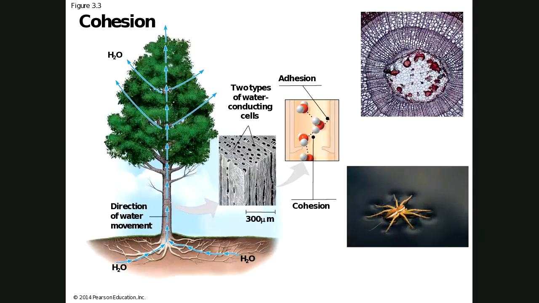Well, remember how I defined it again, right? Adhesion is when two things that aren't the same stick together. It could be water to the conducting cells. It could be substance A and substance B. As long as they're different, if they stick together, it's adhesion. Like Scotch tape is an adhesive, right? Because it'll stick to anything, stick to paper, stick to your skin.